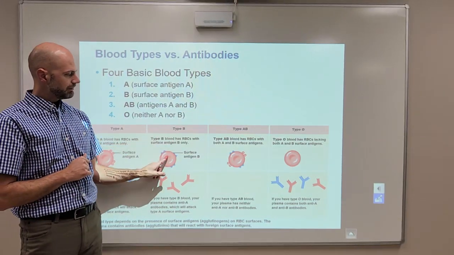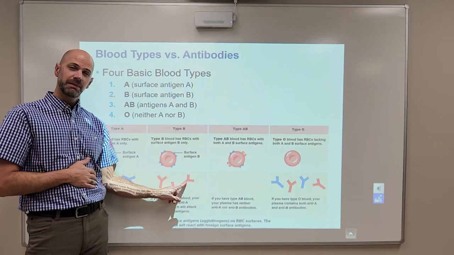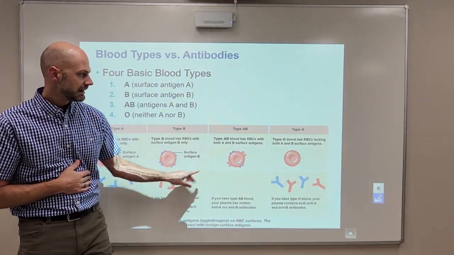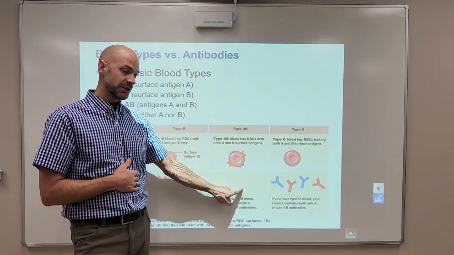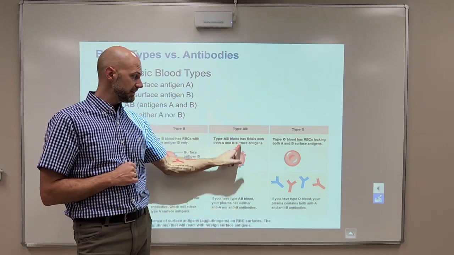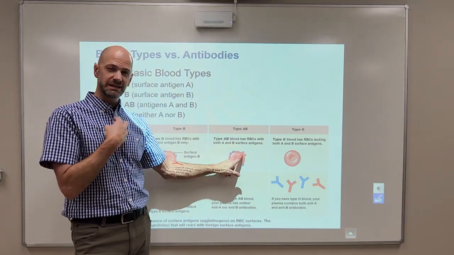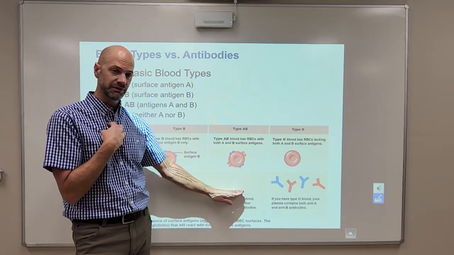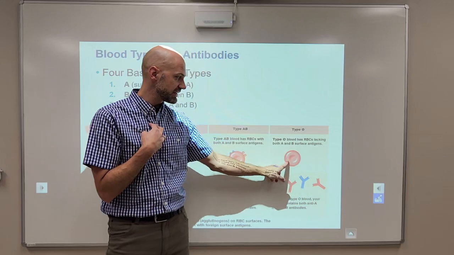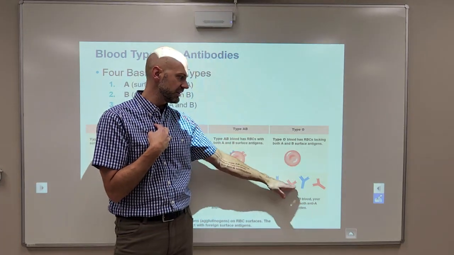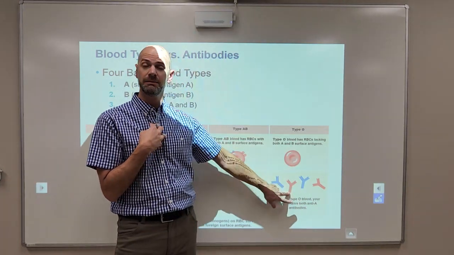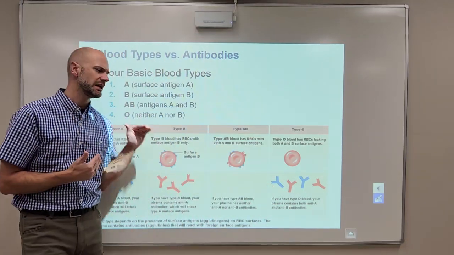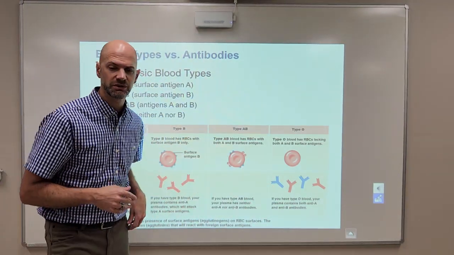B type blood has antibodies that are anti-A, okay, against A or bind to A. If you have AB, that means you don't have any antibodies against A or B because both are claimed as self, okay? So no antibodies against either of those. If you don't have any antigens expressed on your red blood cells, then your immune system will express antibodies against both A and B, okay? So there's this nice symmetry to this table if you understand what's going on.